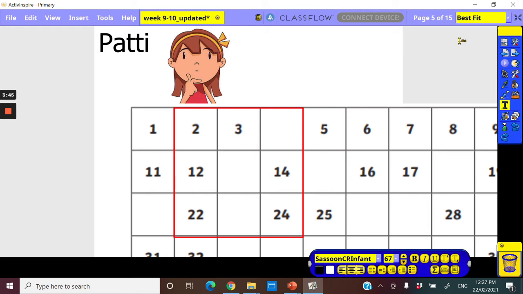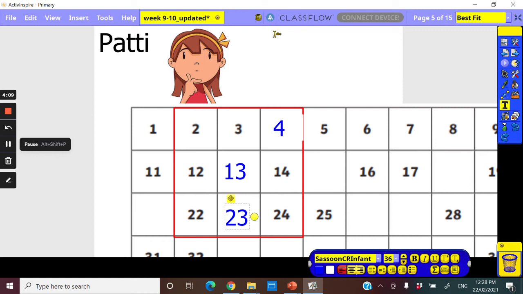Can you help Patty work out the missing numbers in the red square? Use the numbers outside the square to work out the pattern so you can fill in the missing squares within the red box. Press pause while you work out your answer and then press play when you're ready to check.